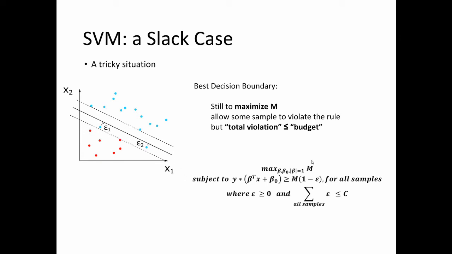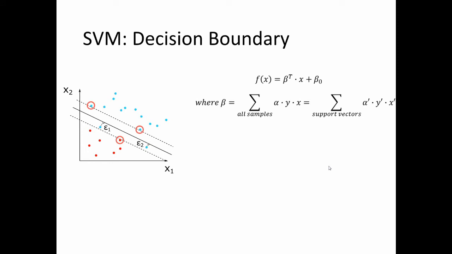I'm not going to go through how to find this maximum because that's going to make this introduction less gentle. But instead, I'm going to show you the result. So beta is basically the sum of all points alpha times their y times their coordinates.